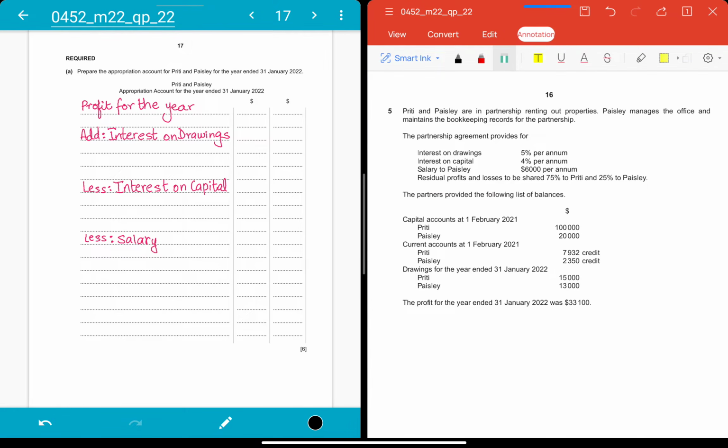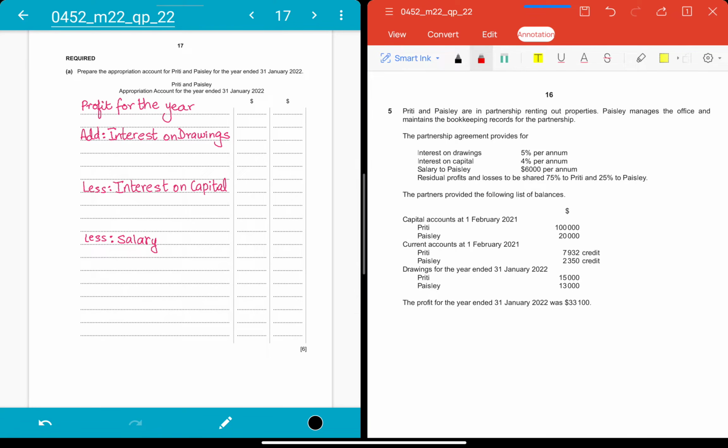Today we have a very recent question of Accounting 0452, the 2022 paper, March 22 as well. So let's get started. We'll be discussing partnership and its theory, and how we make the appropriation account and the current account. Make sure you stay focused, and any questions can be asked in the comment section.